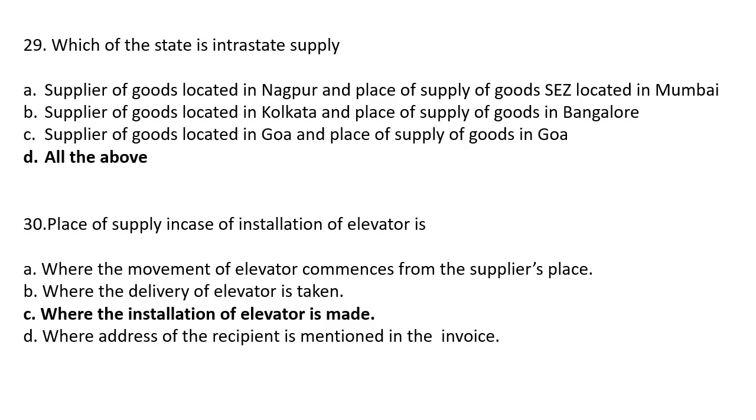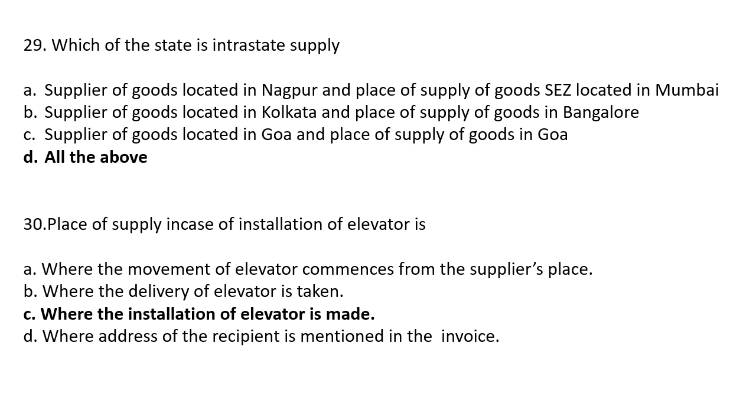Which of these is an intra-state supply? Option A, supply of a good located in Nagpur and place of supply of the good in a special economic zone located in Mumbai. Option B, supply of a good located in Kolkata and place of supply of the good in Bangalore. Option C, supply of a good located in Goa and place of supply of the good in Goa. Option D, all of the above. All of the above is the correct option as all these places are in the same state.